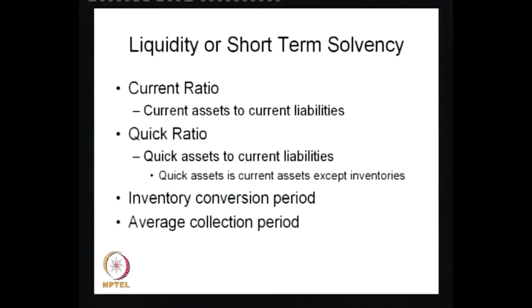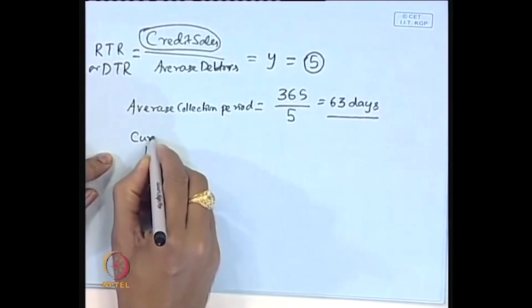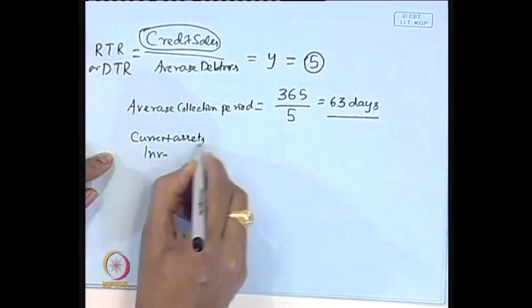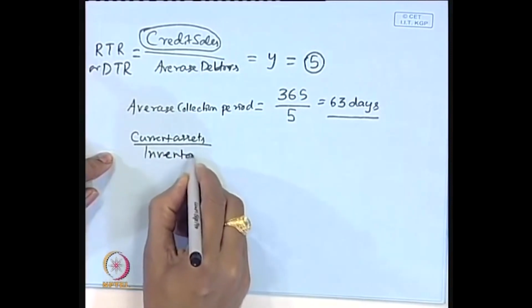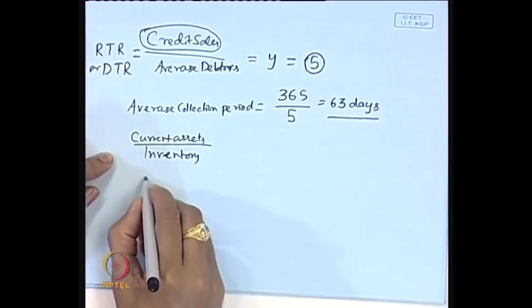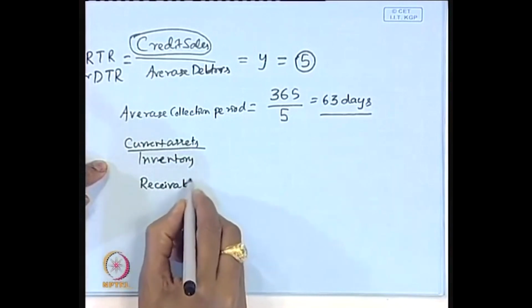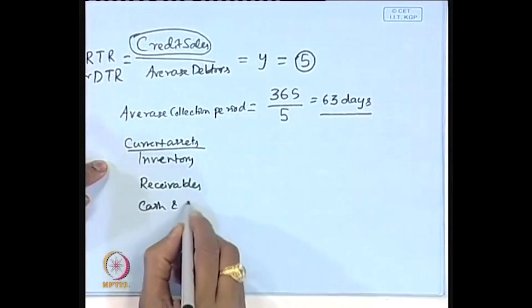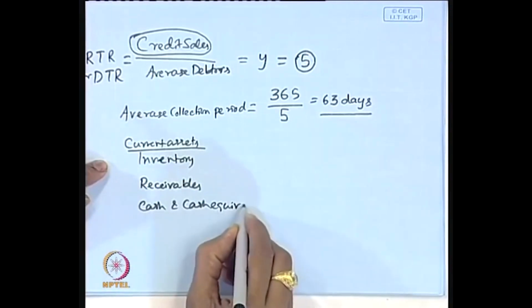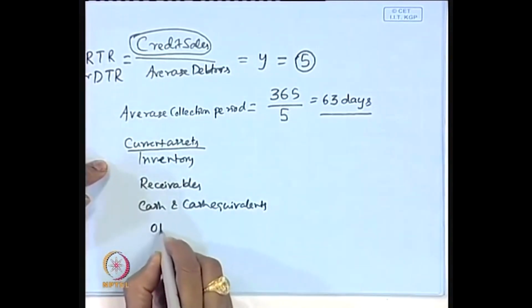The next ratio that we have is the quick ratio. As far as the quick ratio is concerned, in the current assets there could be some current assets which cannot be converted into cash as quickly as possible. Current assets typically consist of inventory, that is the goods meant for sale or goods meant for conversion. Then we have another current asset called receivables, then you have got cash and cash equivalents, and there could be some other current assets.